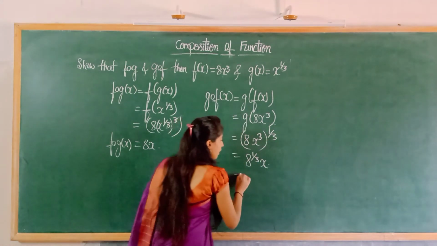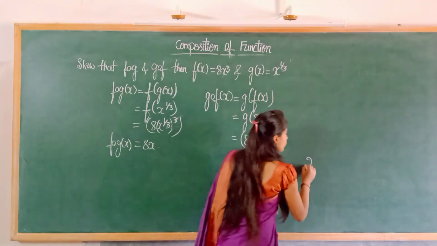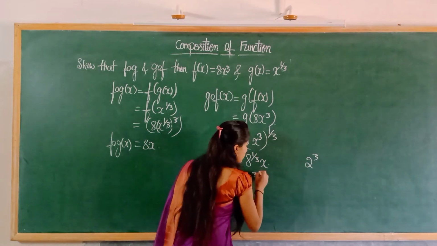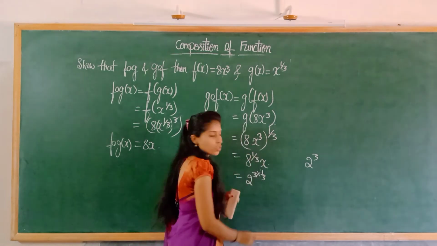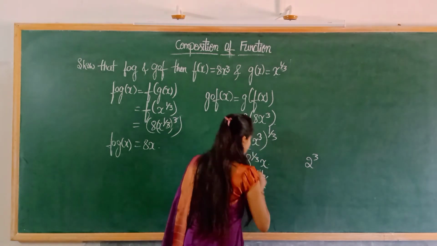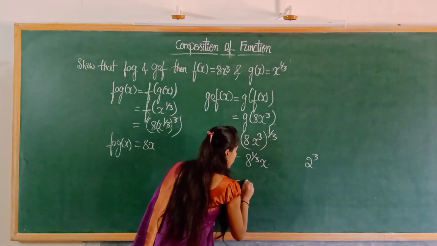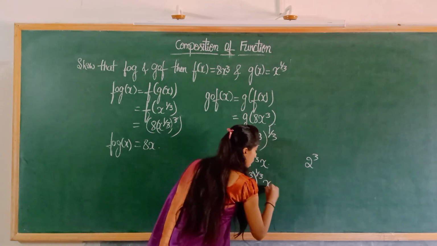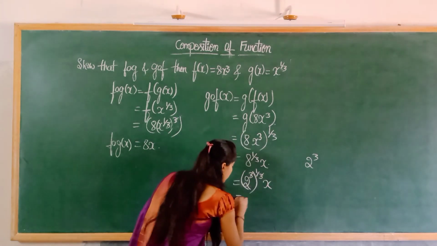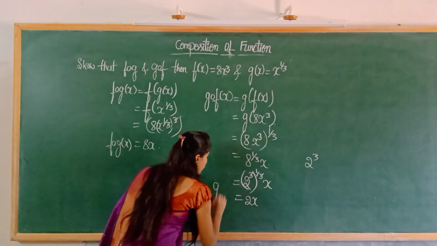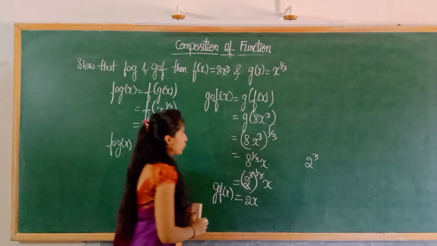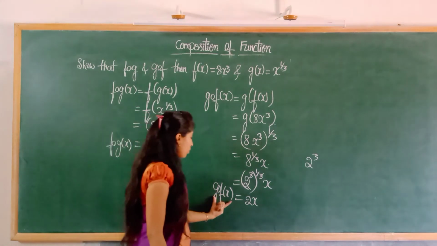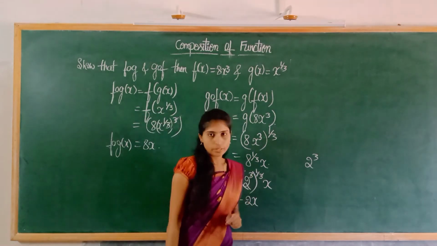Can I write 8 as 2 cube? That is 2 into 2 into 2, that is 8 only, right? So 2 cube whole to the power of 1 by 3, and here x is there. Then the 3 gets cancelled, and the remaining is 2x. So g composition f of x is equal to 2x. Here, f composition g of x is equal to 8x and g composition f of x is equal to 2x. Okay, next problem.